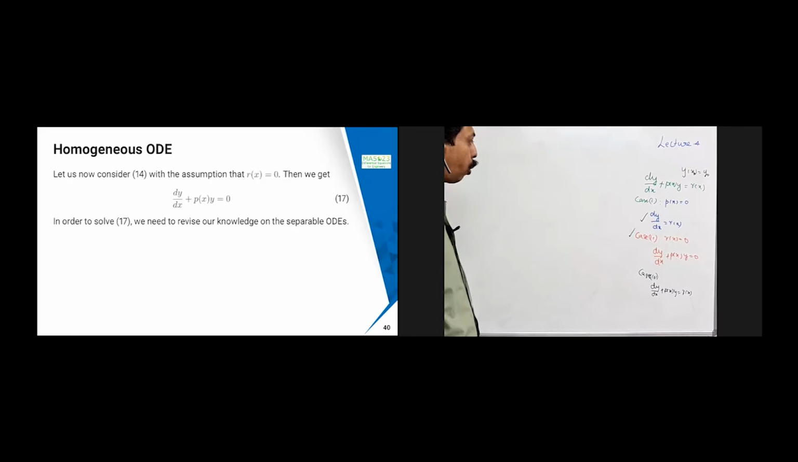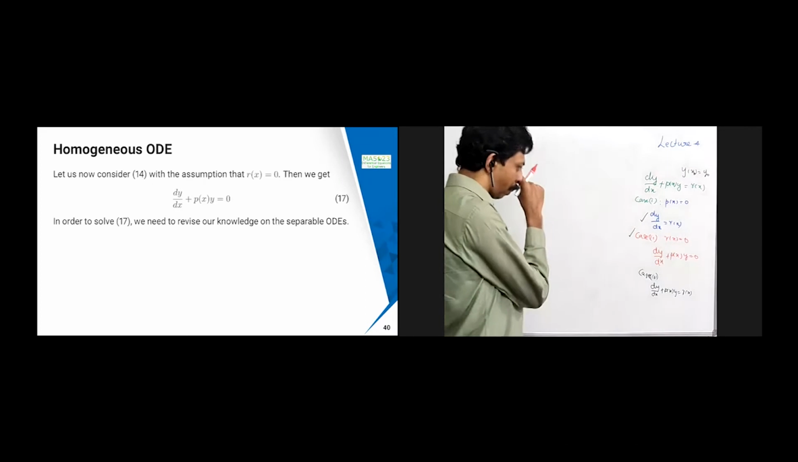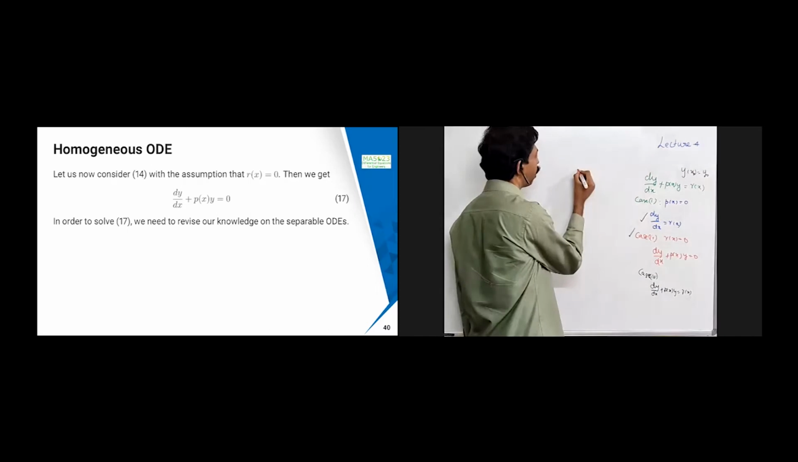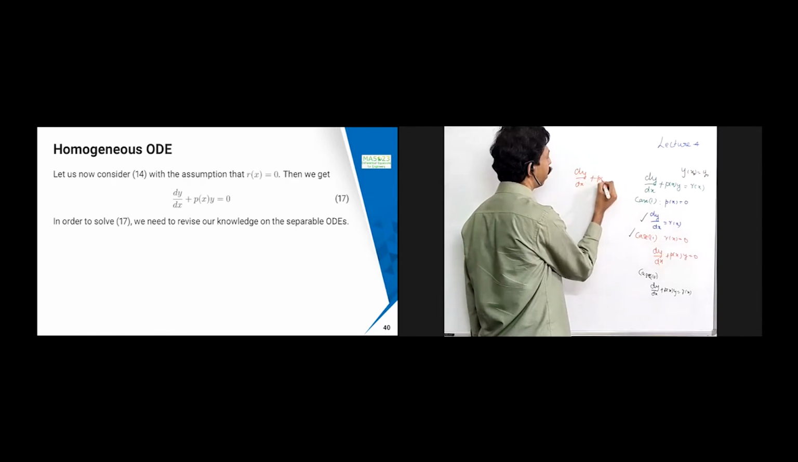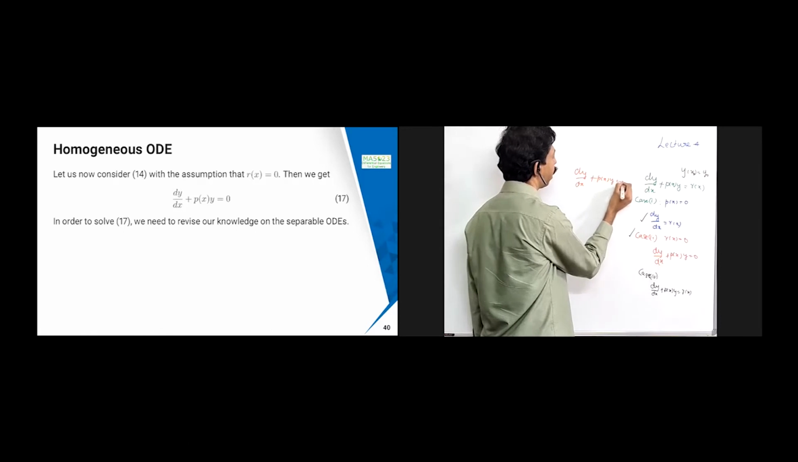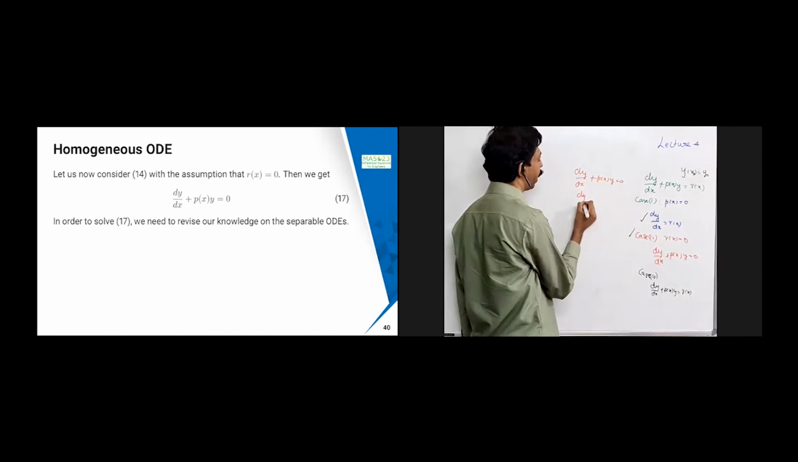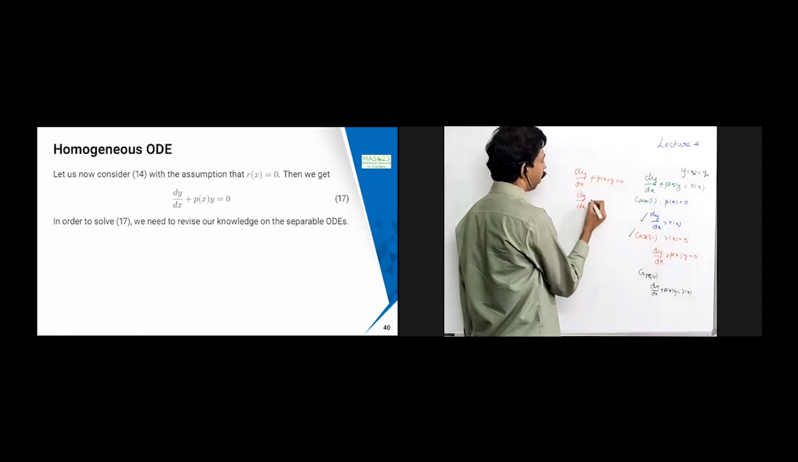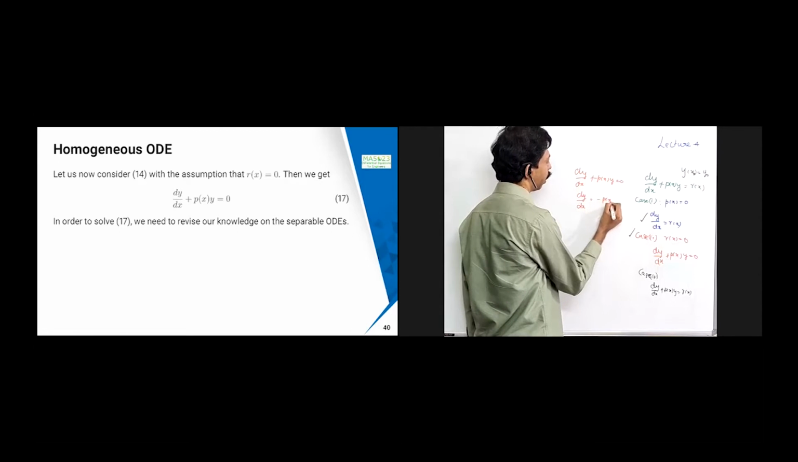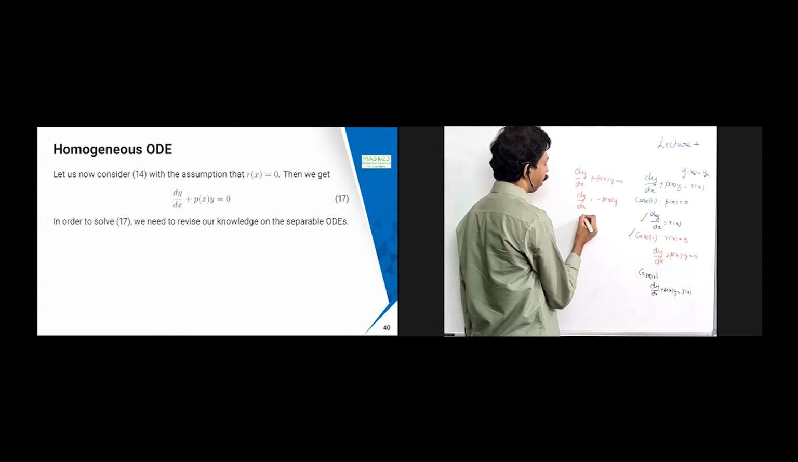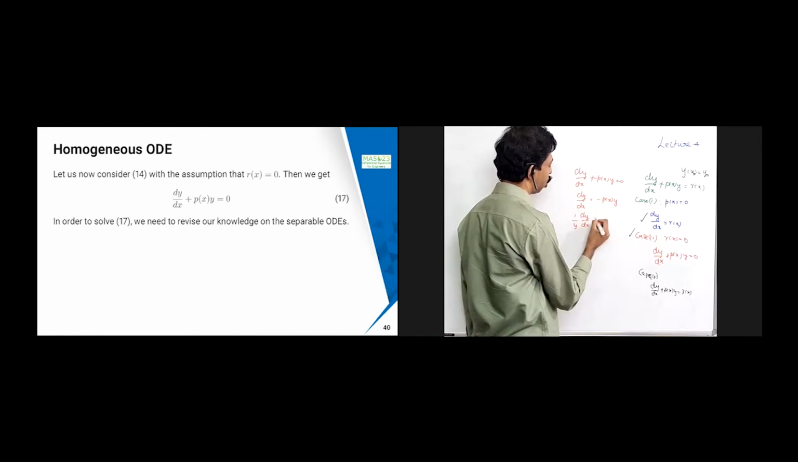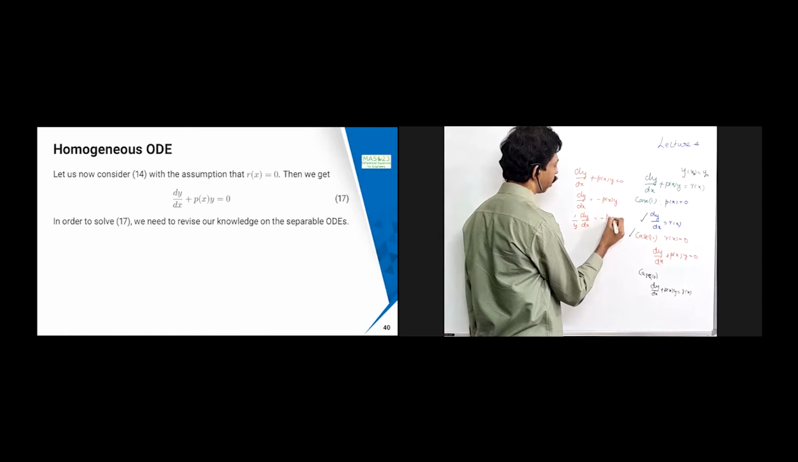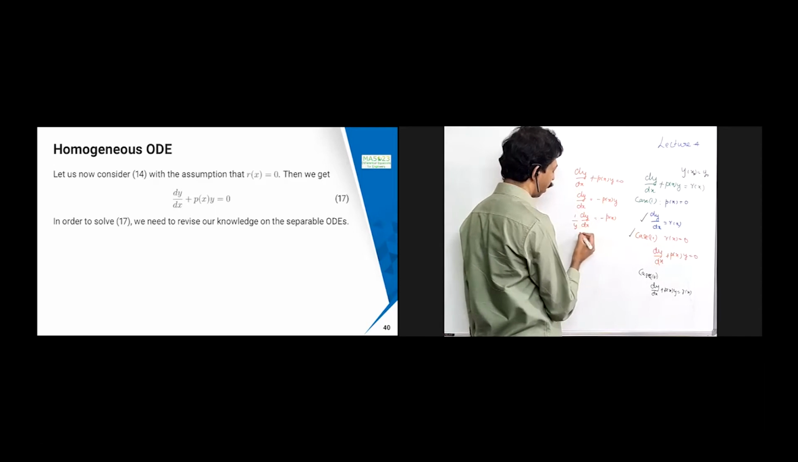For this, you can see that this is a separable ODE. We have dy/dx + p(x)y = 0. I can write that as dy/dx = -p(x)y. Therefore I can write (1/y) dy/dx = -p(x), and then I can integrate that.